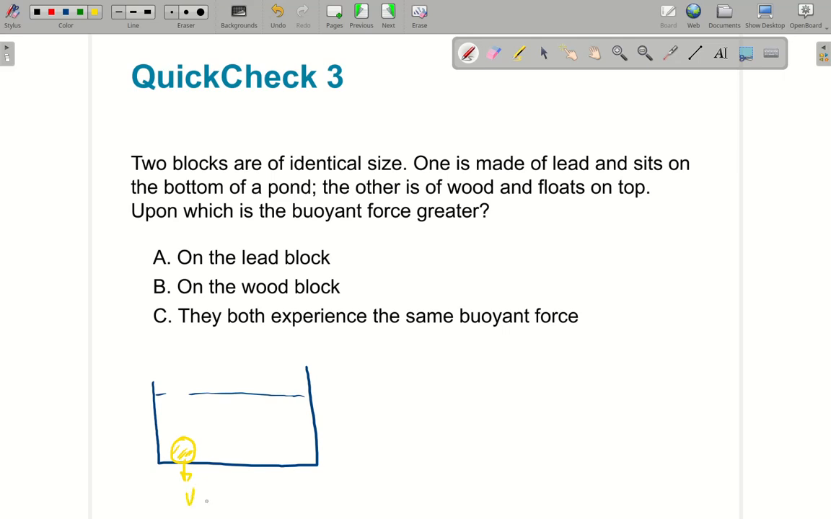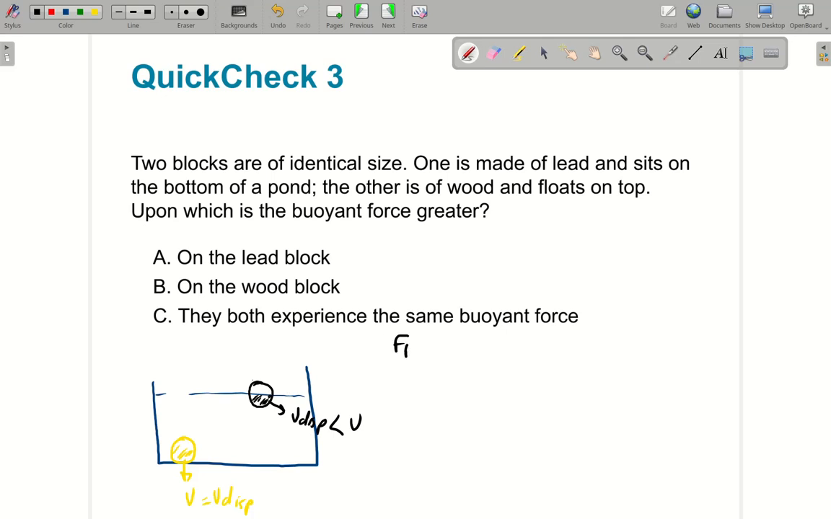So if its volume is V, the volume of displaced fluid will be equal to that V. And the other is wood and it floats. Let's draw wood in black. It floats means that V displaced will be only part of the volume, not the whole volume. So it will displace less fluid.